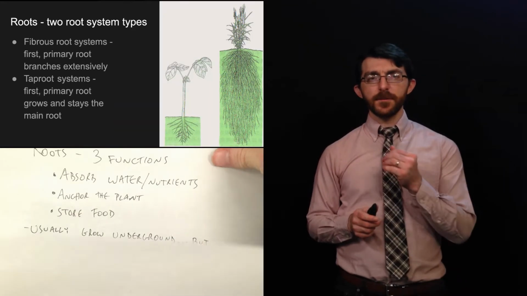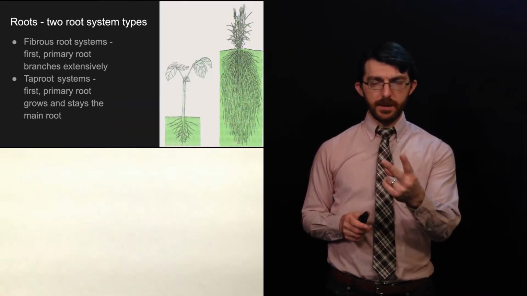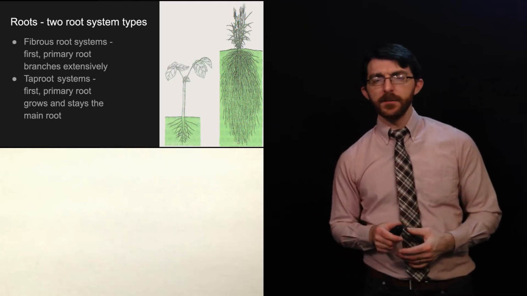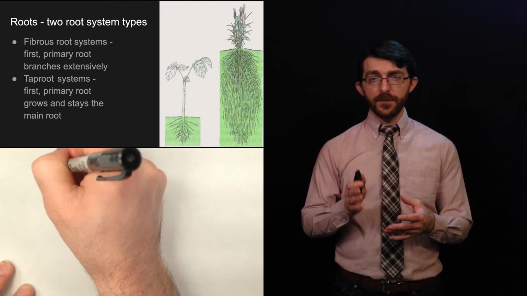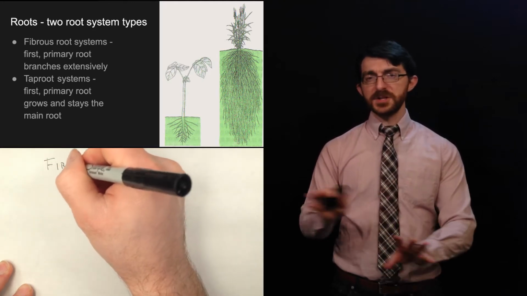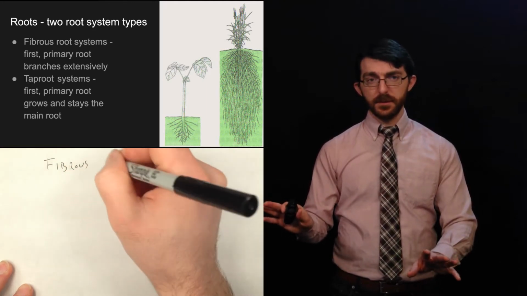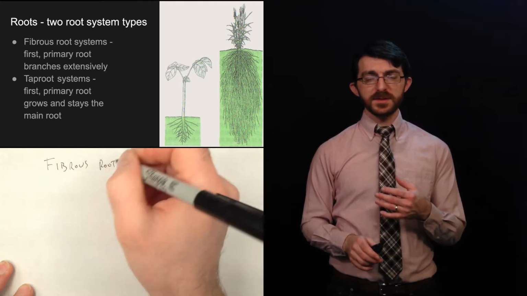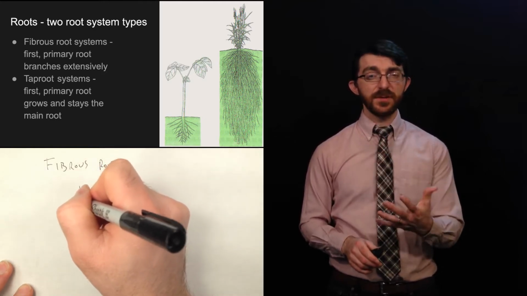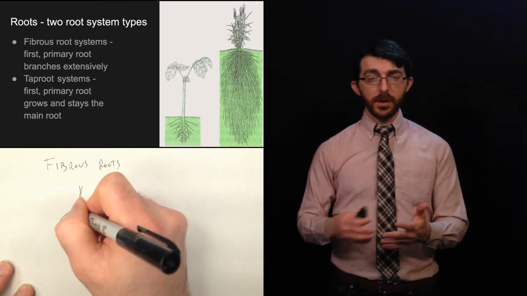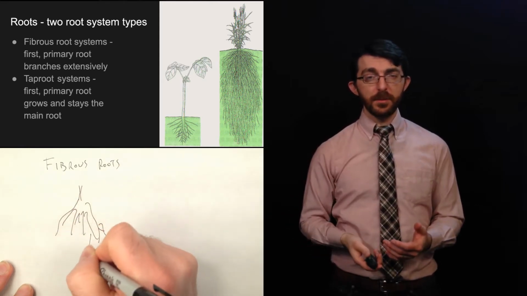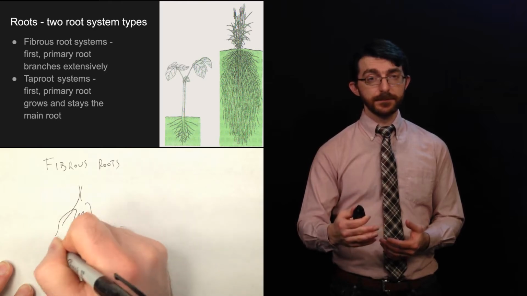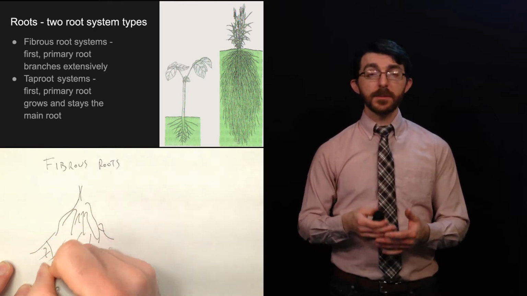So roots have two types that they might belong to. First, there are fibrous root systems. The first primary root branches extensively. This is so that it can have lots and lots of surface area, because water and nutrients can only pass from the soil into the plant through a surface. So the more surface area you have, the more absorption you can do.